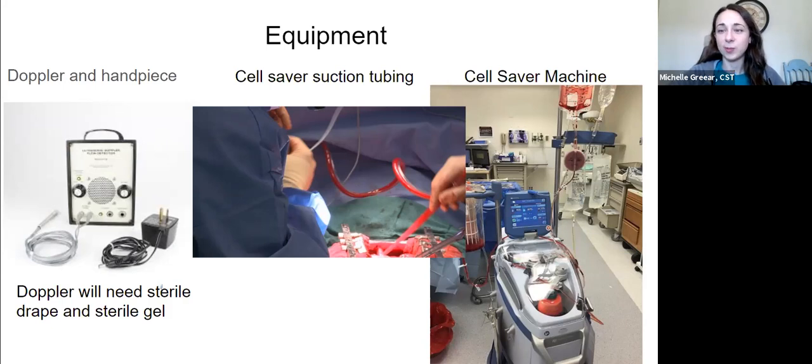So for you as a scrub, you need to know, I need to have cell saver tubing to go with the cell saver. It's specialized suction tubing. It's not going to look like your regular suction tubing. So again, read your preference cards and see what they're going to need for that case. So here's your equipment.